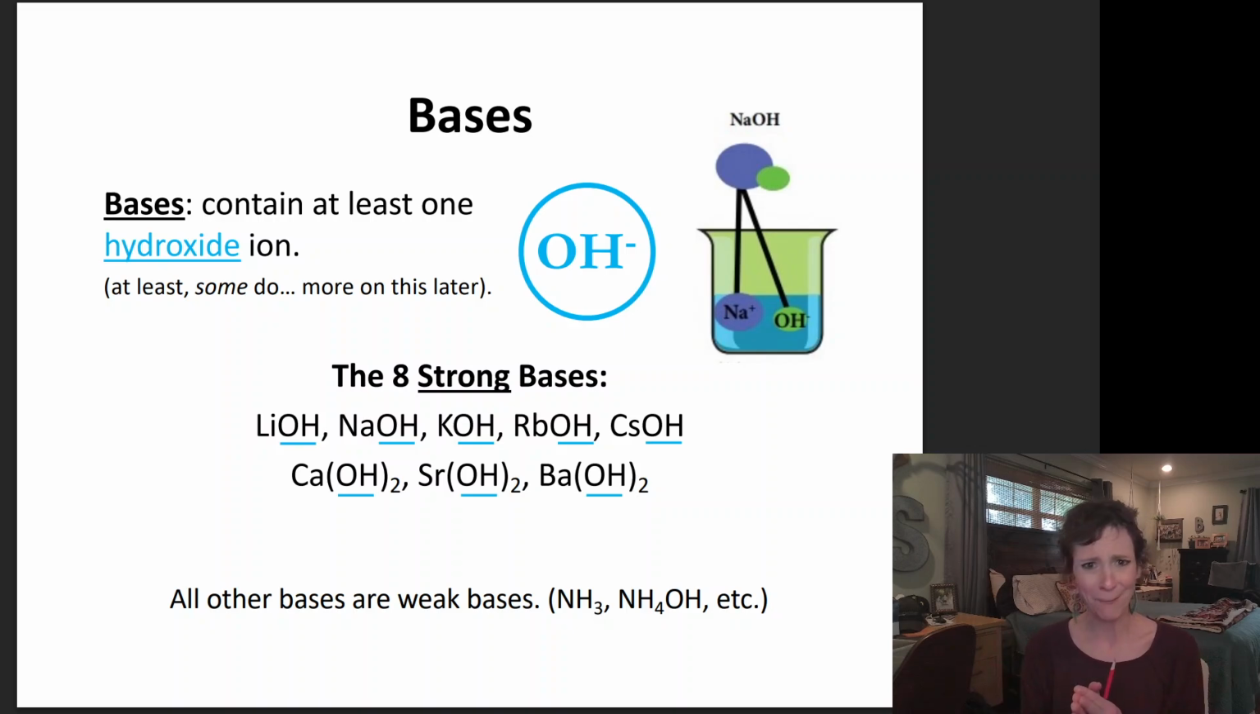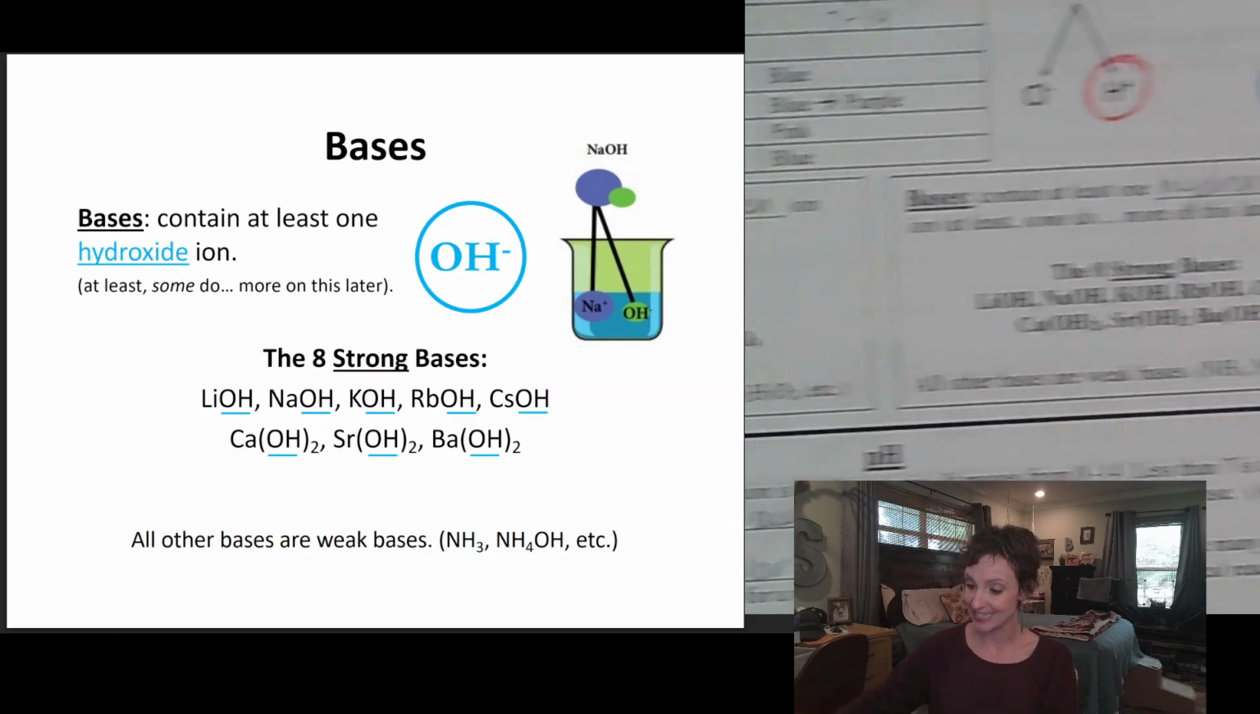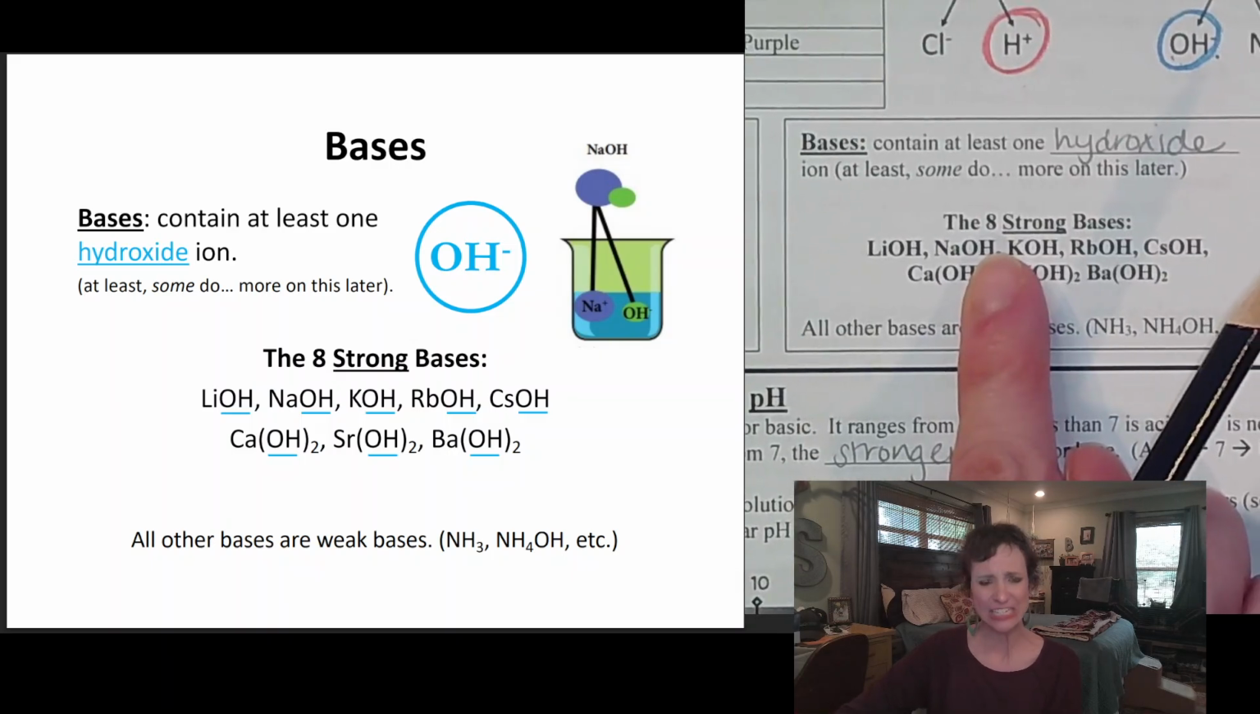Okay, so now let's talk about bases. Y'all, bases contain at least one OH hydroxide ion. And there's a little note there that says at least some do. More on this later. We're not going to worry about that just for today, but that's not quite the full picture, okay? But now if I look at my category on my bases over here, I have 8 strong bases.